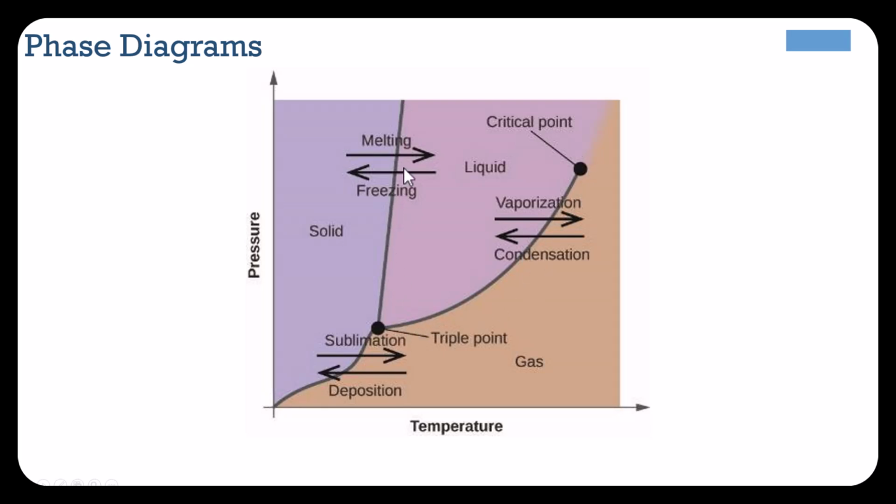Then we see these lines dividing the states, right? This line right here represents melting or freezing, so it depends on which way you're going. If we're going this way, that line represents melting. If we go this way, that line represents freezing. In the same manner between liquid and gas, if we go from liquid to gas, that's vaporization. If we go from gas to liquid, that's condensation. This line delineates that liquid-gas change.